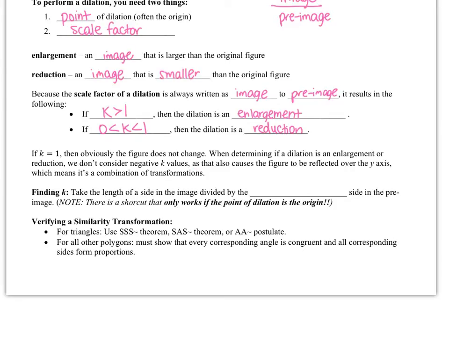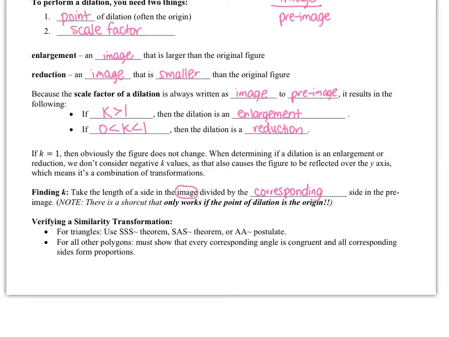So how do we find k? What if we're given a dilation and we're trying to find k? Well, you're going to take the length of a side in the image, so I want you to underline or box or circle or something, that the image divided by the corresponding length in the pre-image, or side in the pre-image, length of the side.